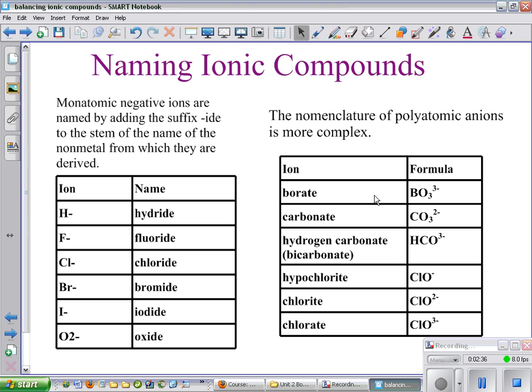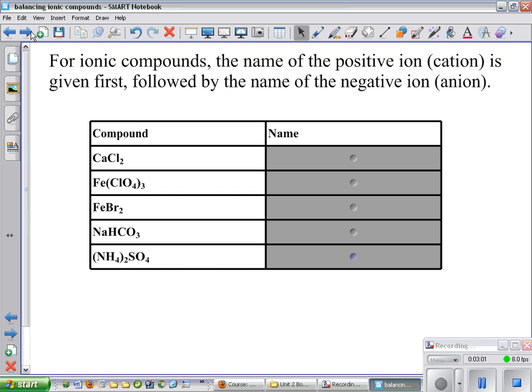If it's a polyatomic ion, it's a little bit more complex, and there are rules to explain how we name -ates and -ites and other compounds at the end. Hydrogen carbonate means there's a hydrogen in the middle. Bicarbonate is an older term for hydrogen carbonate, so you may still see that in some references.